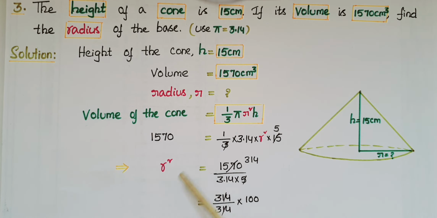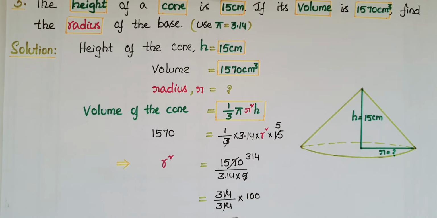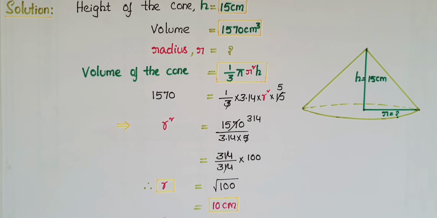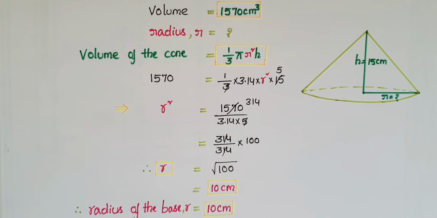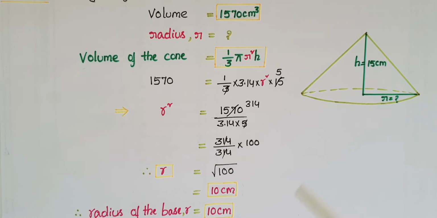So r square is equal to 1570 by, here 3 ones are 3, 5s are 15. So 3.14 into 5. That is equal to 1570 by 3.14 into 5, so 314 by 3.14, we can write as 314 by 100. So here 100 by 314, then cancel 314 and 314. Then r is equal to square root of 100, that is 10 centimeters. Therefore, radius of the base r is equal to 10 centimeters.